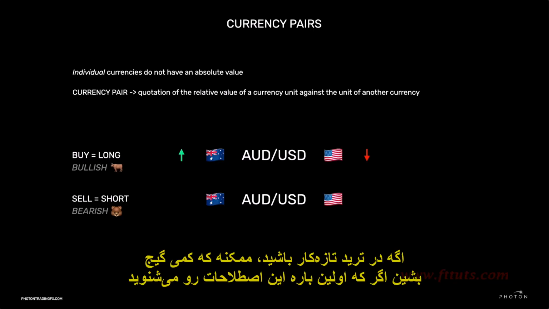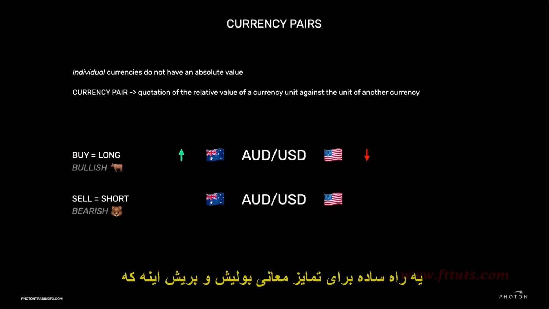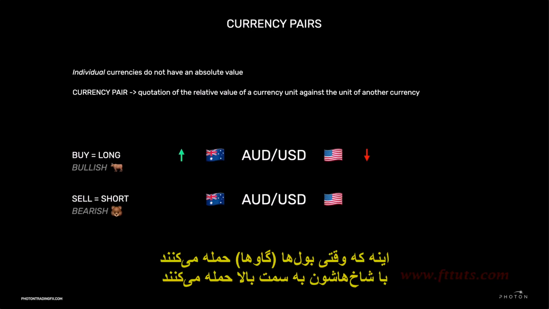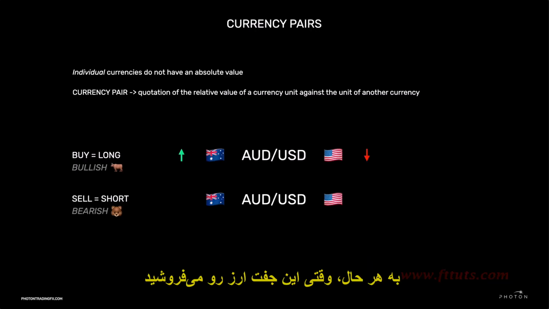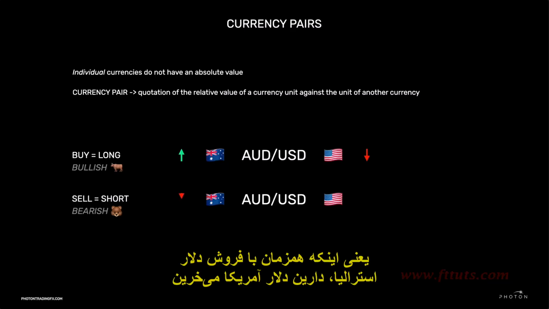Now, I know if you're a bit new to trading, it can be a little bit confusing if it's the first time you have heard some of these terms. So an easy way to remember the difference between bullish and bearish is that when bulls attack, they swipe upwards with their horns, and when bears attack, they swipe downwards with their paws, alright? But anyway, if you were to sell the pair, Aussie dollar, you would be selling Australian dollars while simultaneously buying US dollars with them, right?